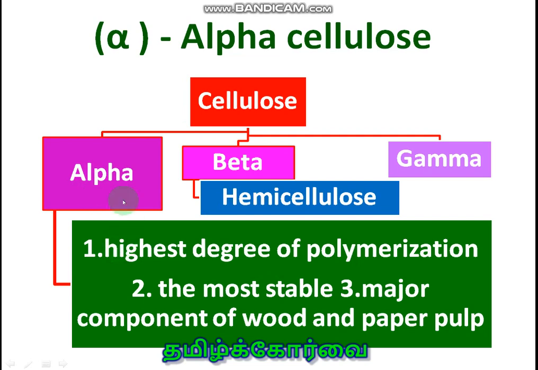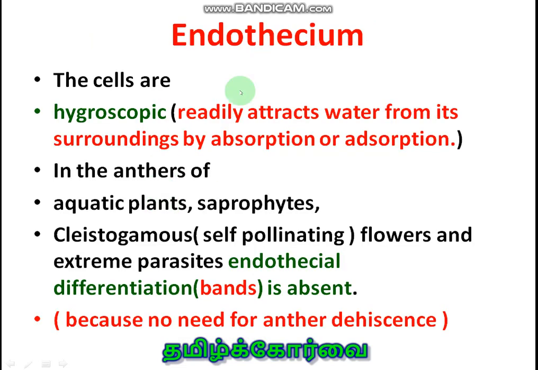Alpha cellulose. There are three types of cellulose: alpha, beta, gamma. Alpha cellulose shows the highest degree of polymerization, and also it is most stable in nature, and it is a major component of wood and paper pulp.